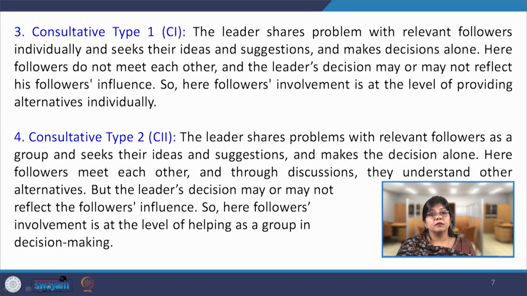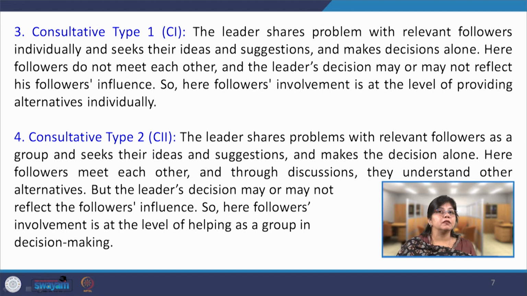Whereas in consultative type 2, the leader shares problems with relevant followers as a group and seeks their ideas and suggestions and makes the decision alone. But the difference is that here the followers meet each other and understand their alternatives, but the leader's decision may not reflect the followers' influence.